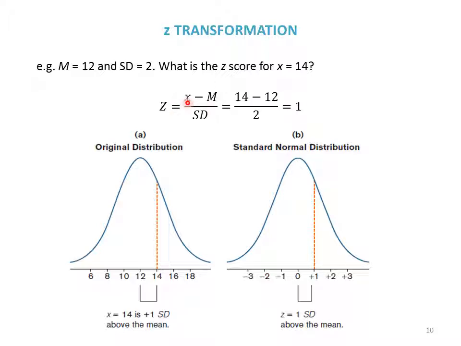So the Z-score is the deviation of the score from the mean divided by the standard deviation. So it's 14 minus 12 divided by 2. So the Z-score is 1. So a score of 14 in a standard normal distribution is located at a Z-score of 1.